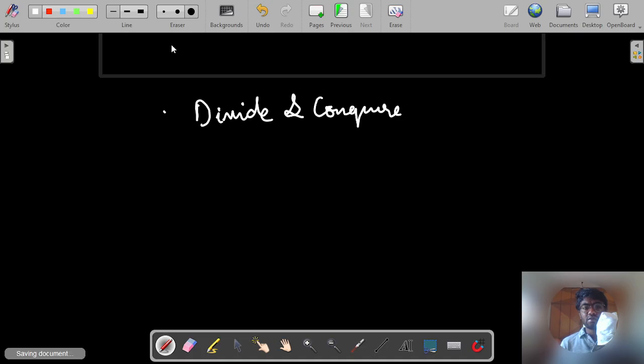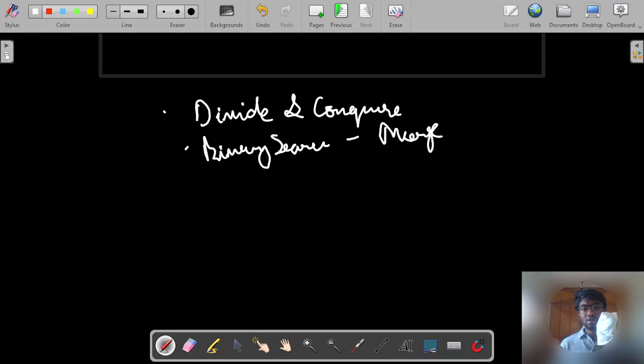So there are other examples like binary search, merge sort, quick sort, and so on, right? So divide and conquer has many different examples that we have looked at. So yeah, third one is greedy algorithms.